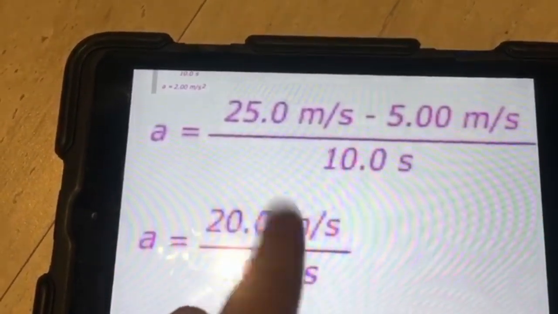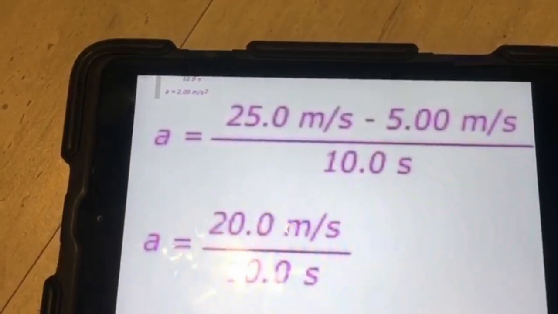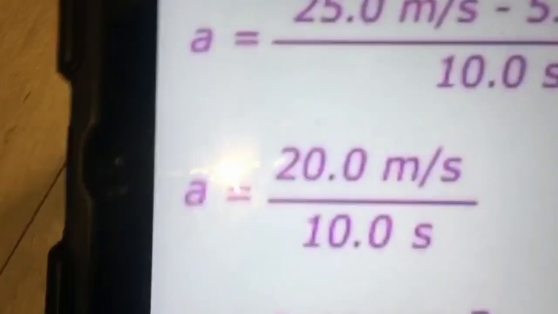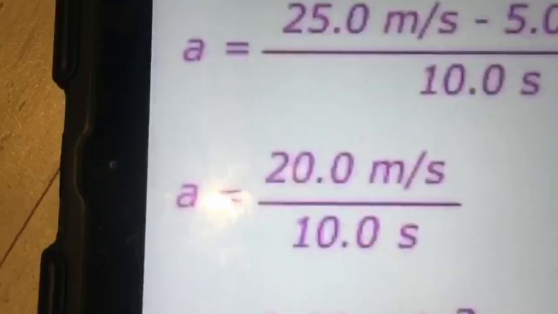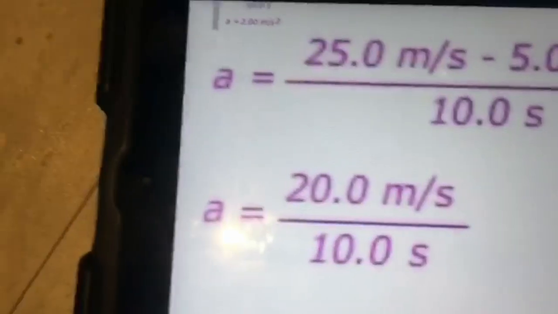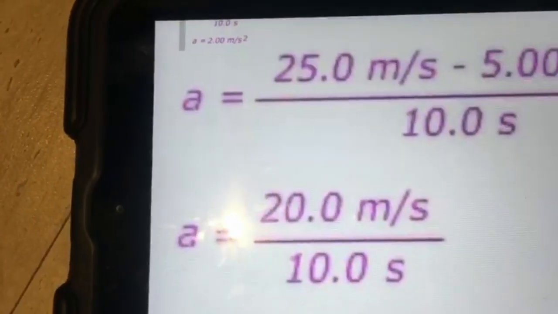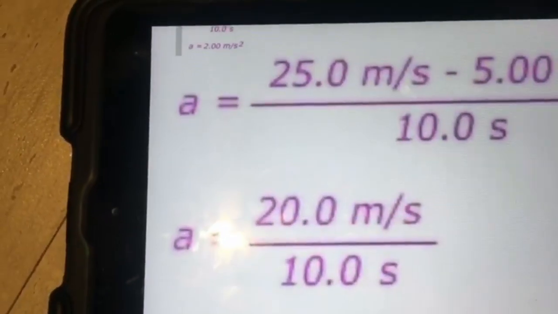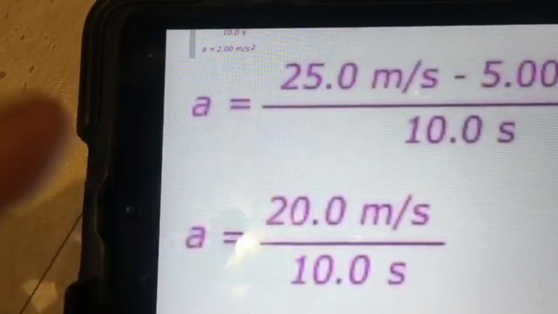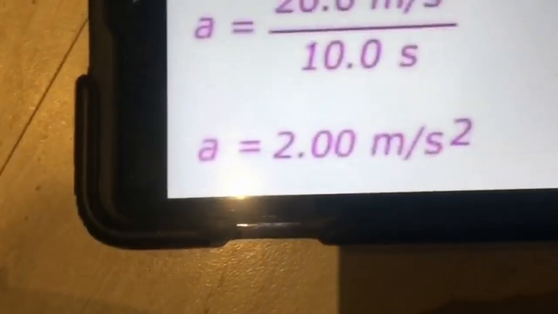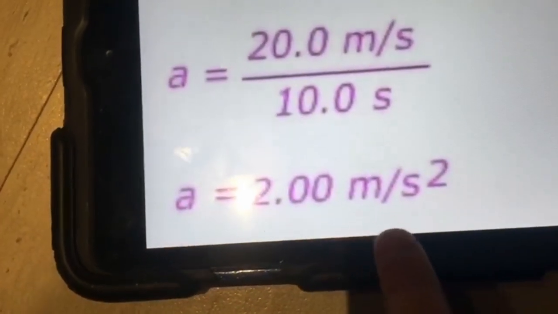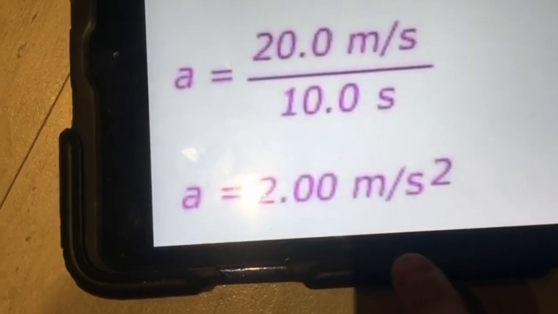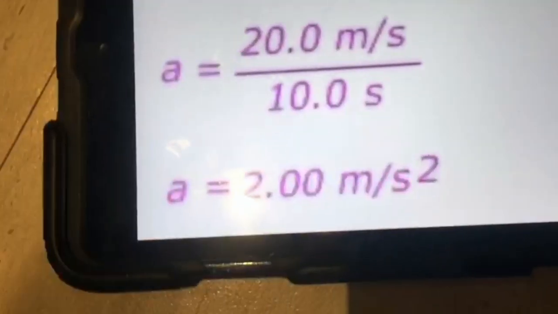When you subtract 25 minus 5, it will be 20 meters per second over 10 seconds. So you will cancel the seconds because it's up and down, and divide 10 down into 20. So finally it will have 2 meters per second square, and that will be your answer.